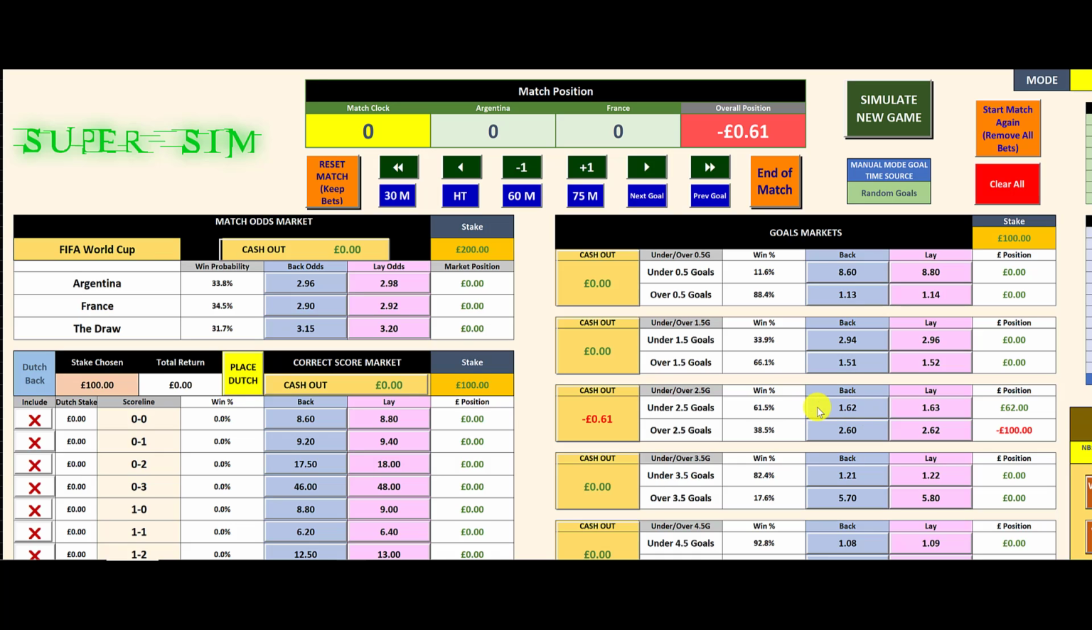We're loaded up, back in under 2.5 goals there at 1.62. Let's press the next goal button. Obviously, the last one was a loser. Let's see what happens on this one. And that's interesting. Another early goal.